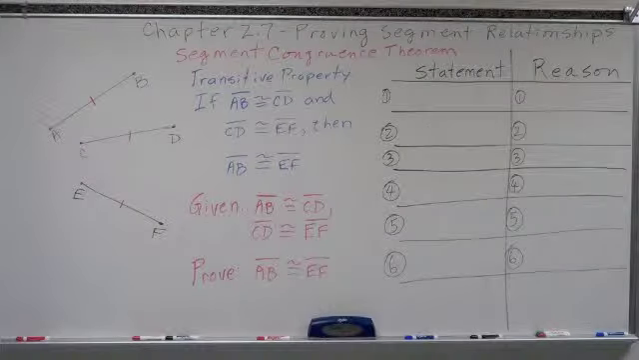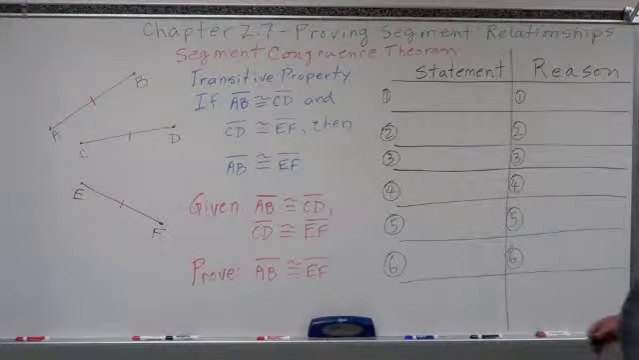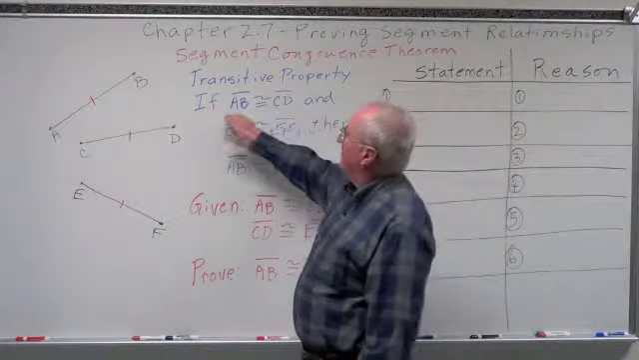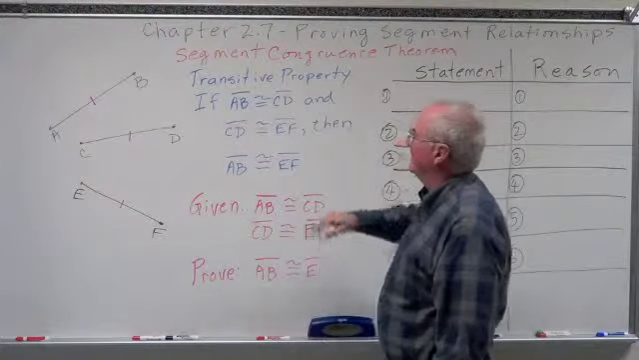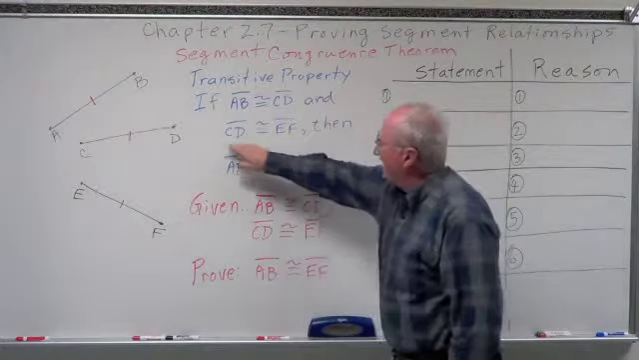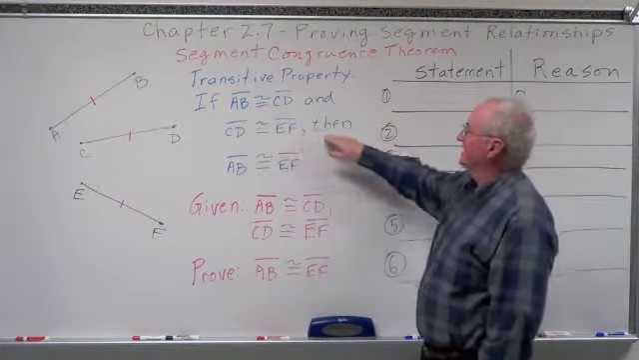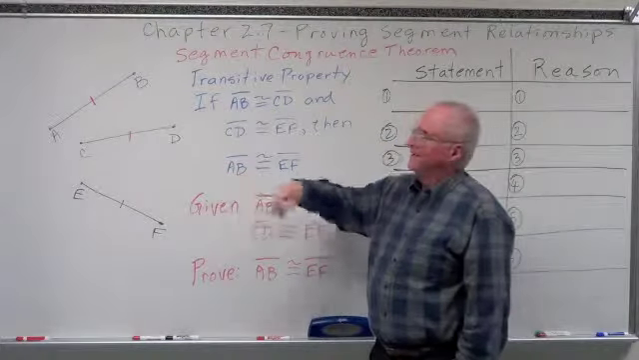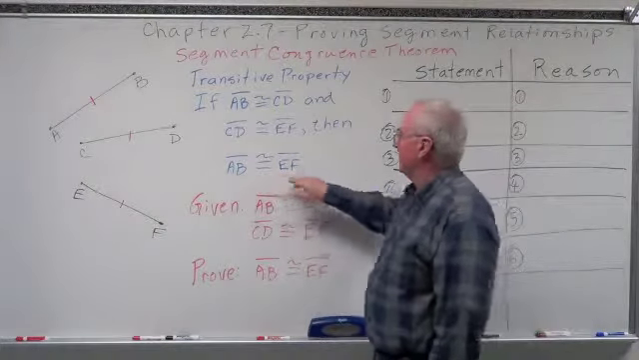So now we're going to look at proving one piece of the segment congruence theorem, and that is the part that deals with the transitive property. Now the statement of that is: if segment AB is congruent to segment CD and segment CD is congruent to segment EF, then segment AB is congruent to segment EF.